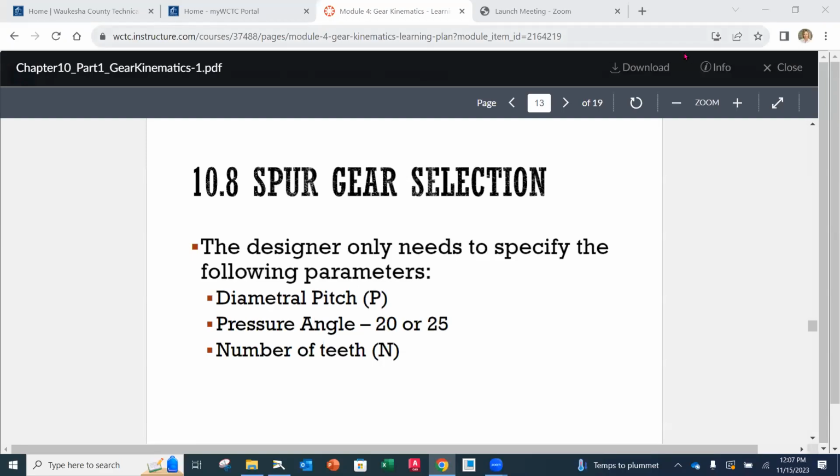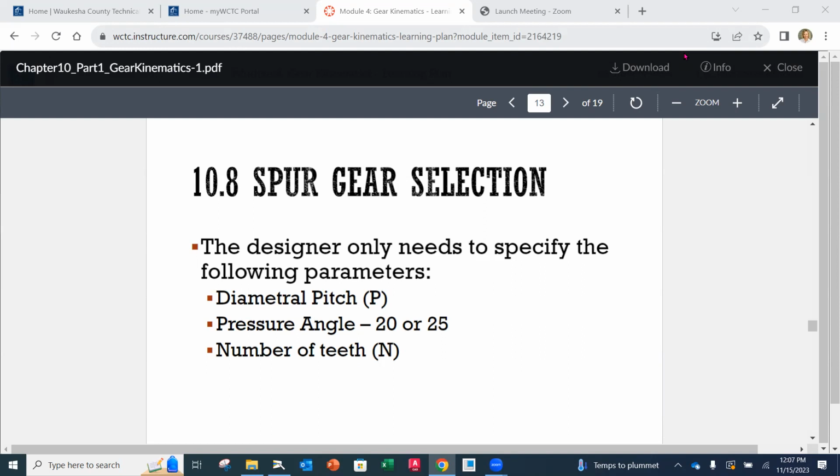Okay, so we're gonna start exactly where we left off the last time we were together. So we are ready to start looking at selecting spur gears for an application. The first thing we're going to be talking about here is picking the pair and really defining all the parameters that are going to meet the needs of our application.